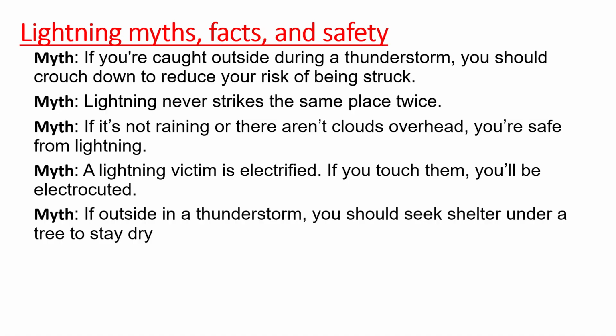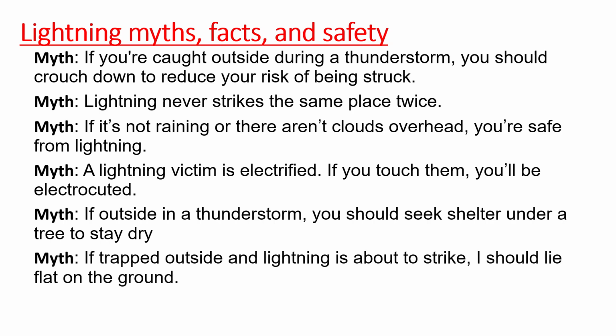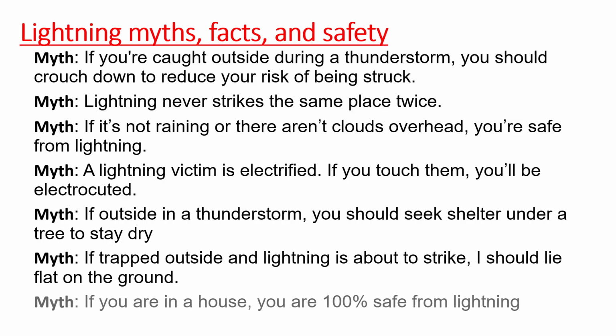If you're outside in a thunderstorm, you should seek shelter under a tree. No, because a tree is closer to where the source of the lightning is, and it's a lot more likely to be struck. If you're trapped outside and lightning is about to strike, you should lie flat on the ground. That is not true, because if the lightning hits the ground near to you, you're increasing the surface area by which electrons or that electricity can enter your body. If you're in a house, you're 100% safe. Not 100% safe, because lightning can also run through your house.